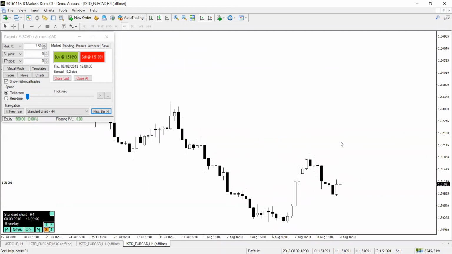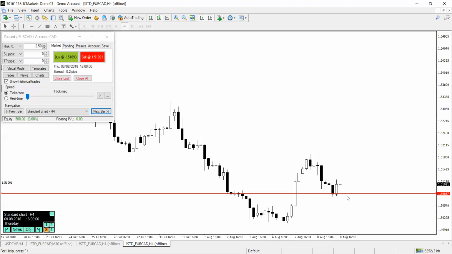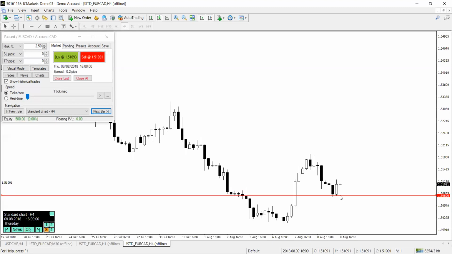I can see now this potential higher low is here, okay, and I will look in 1 hour for a pullback to this level again and for a buy opportunity. Okay. So let me clone this.